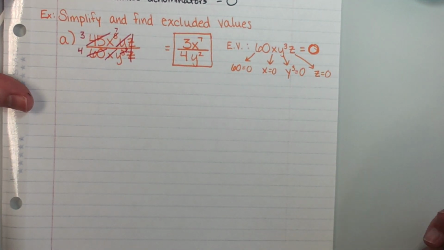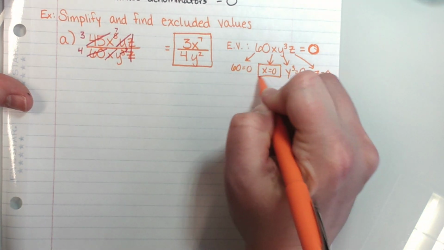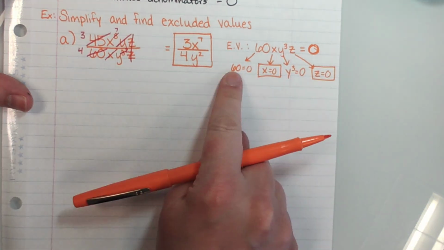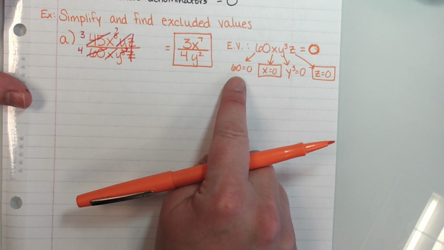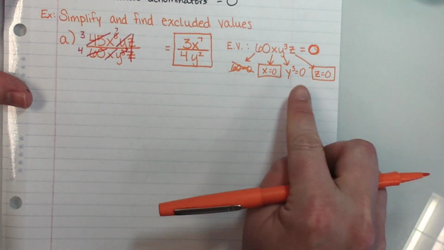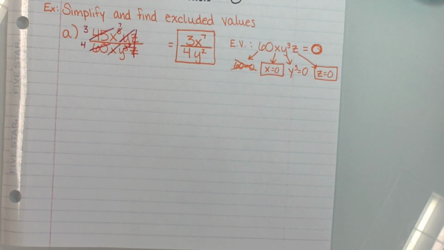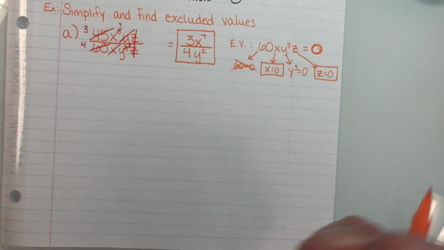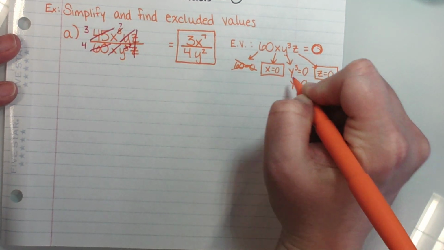Two of them are nicely solved already. x is 0, z is 0. 60 equals 0 doesn't make sense. The constant's not going to do anything. If y to the third power is 0, what does y have to be? 0. y to the third power is y times y times y. The only way you get a bunch of stuff multiplying together and giving you 0 is if you're multiplying by 0, which means this is giving us y equals 0.